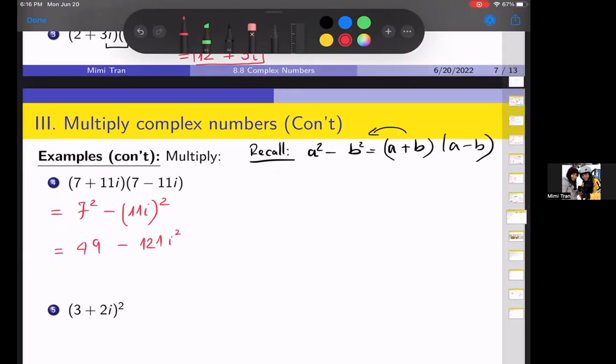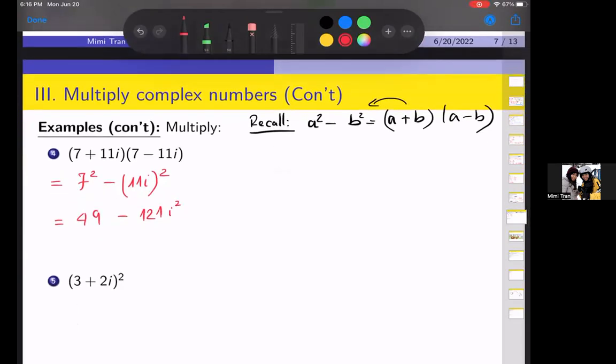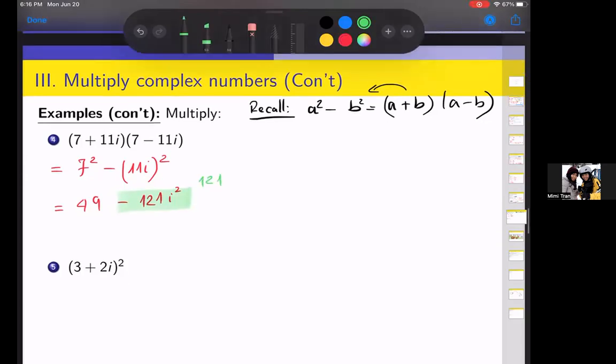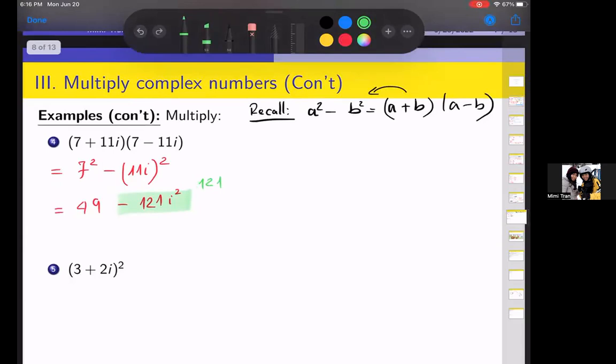i squared is i squared. We know i squared is negative 1. So this becomes positive 121. And then combine like terms, right? 49 plus 121 is 170. Plus 0i, right? Because they want it in the form a plus bi.